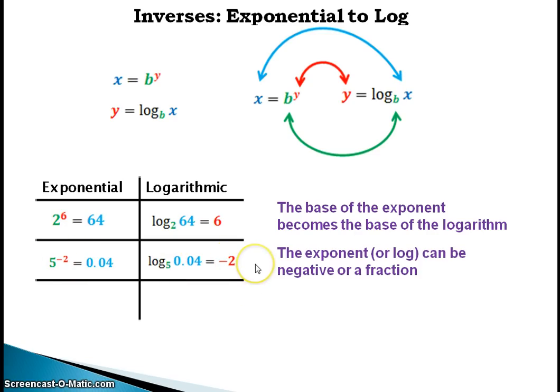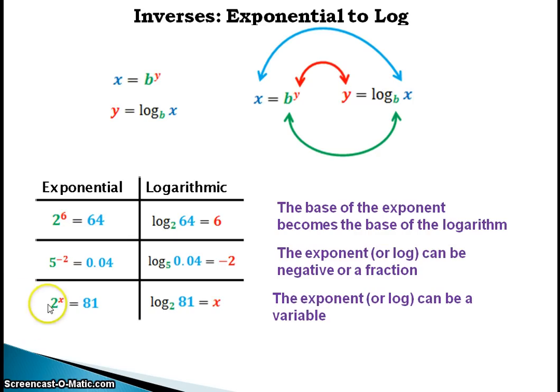And finally, let's take a look at the case you will see most often, and that is when it really is a function. In other words, the exponent is a variable. So in this case, our base is 2. That becomes the base of the logarithm. The output of the exponential function is 81. That becomes the input of the log function, and the exponent itself goes on the other side of the equal sign.